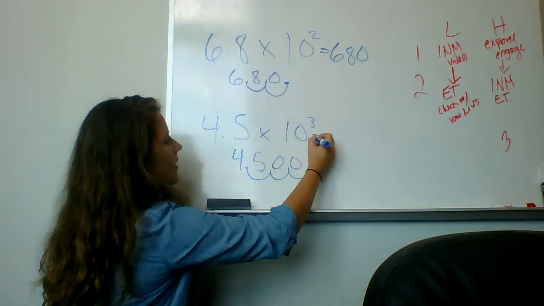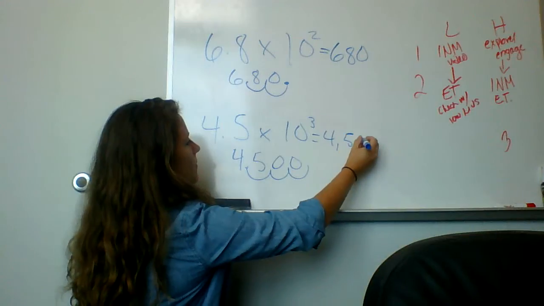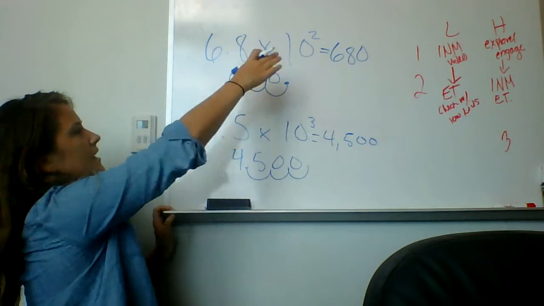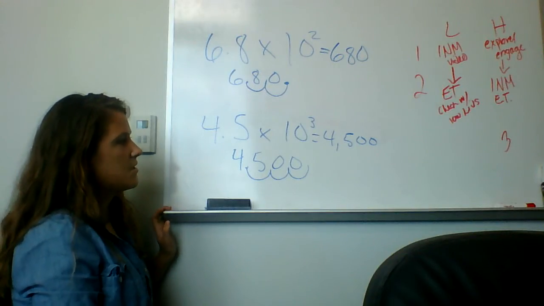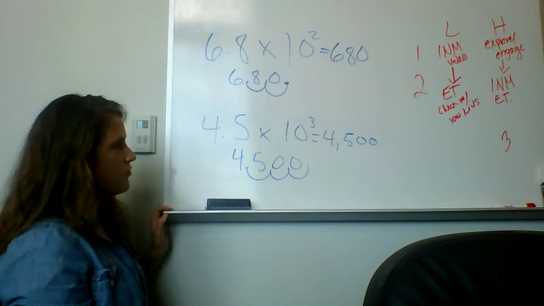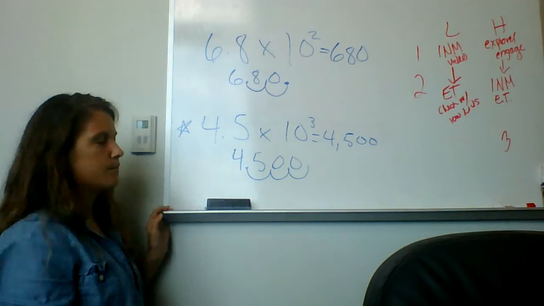Now it's pretty easy right now to compare the size of our numbers. 6 and 8 tenths times 10 squared is 680. 4 and 5 tenths times 10 to the third is 4,500. Obviously, this one is bigger.